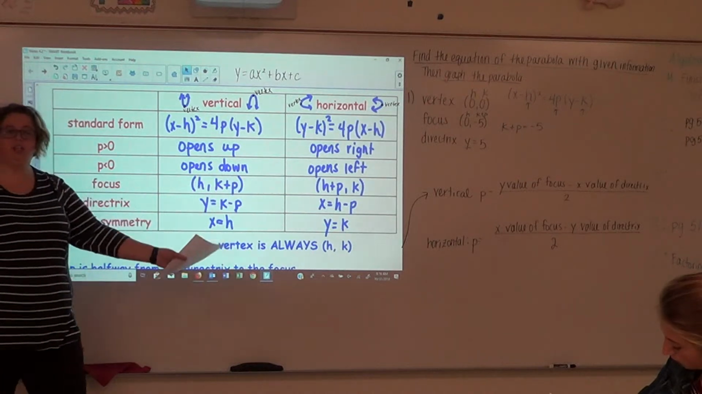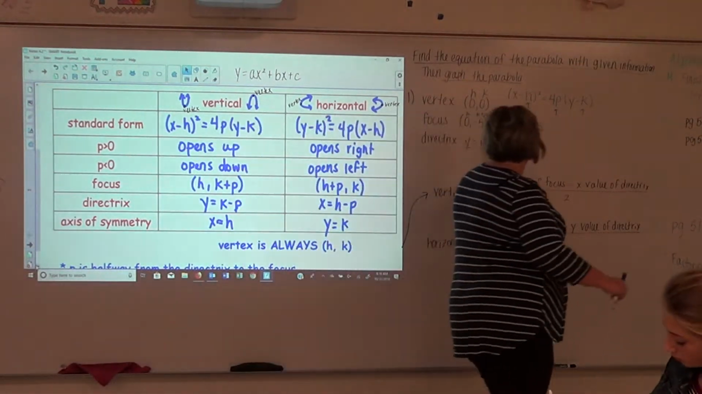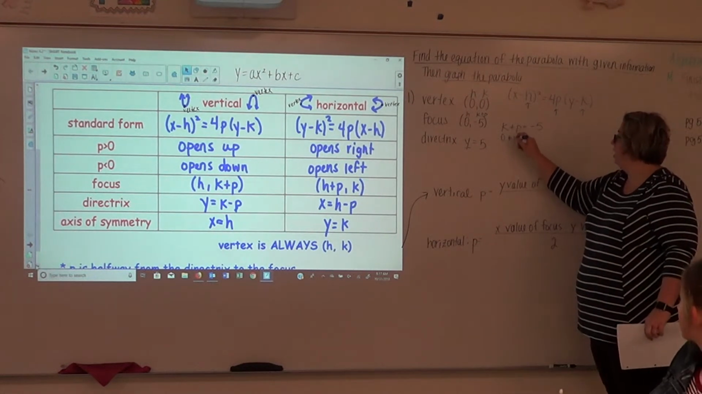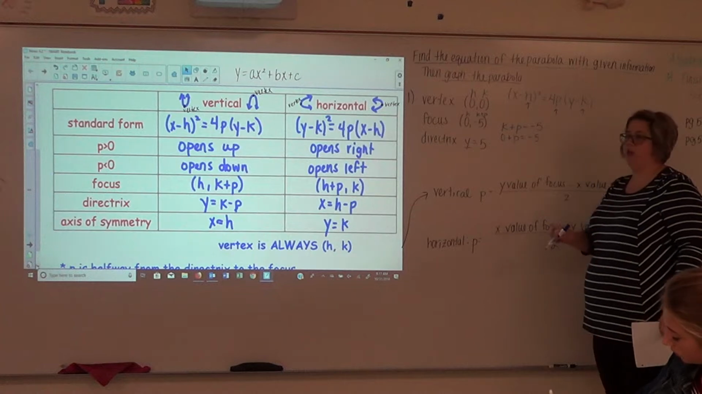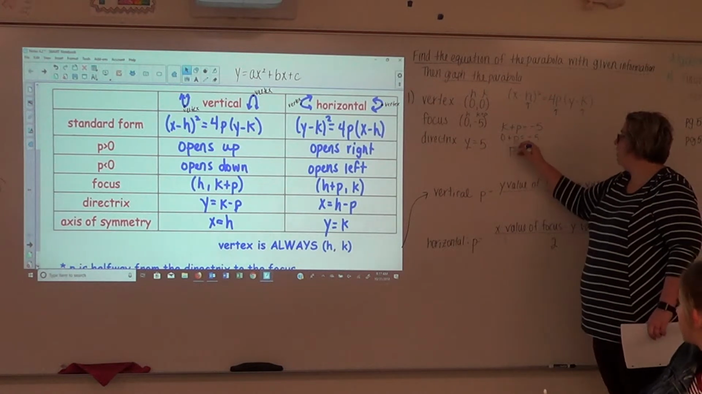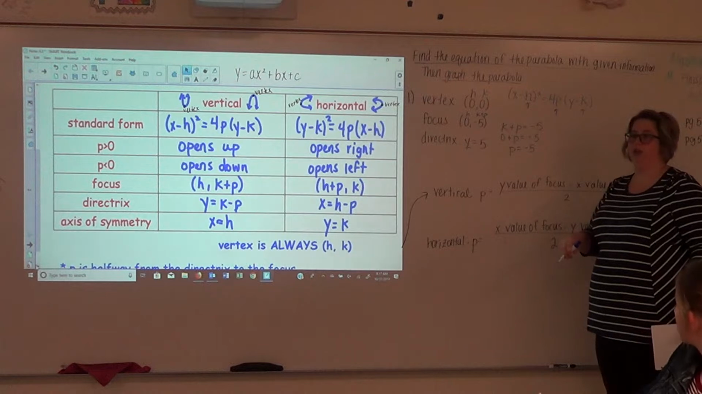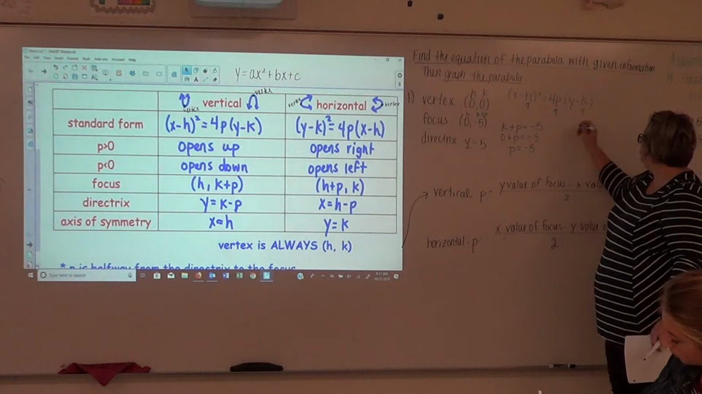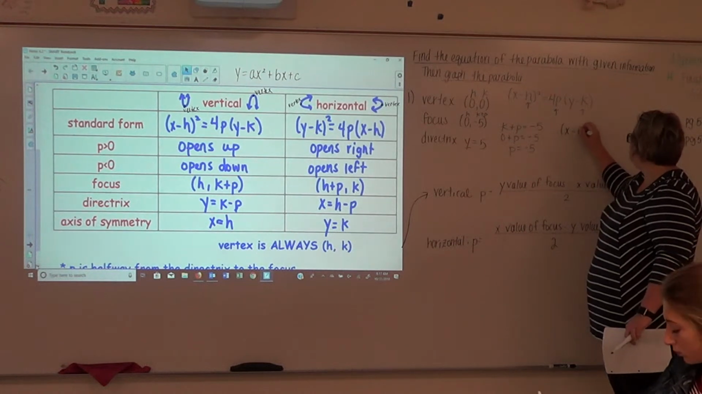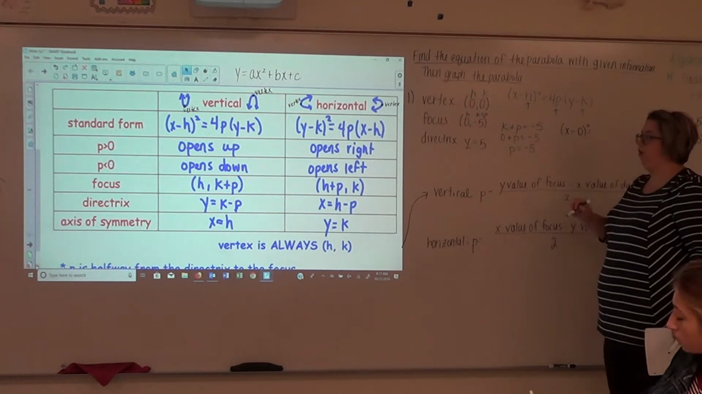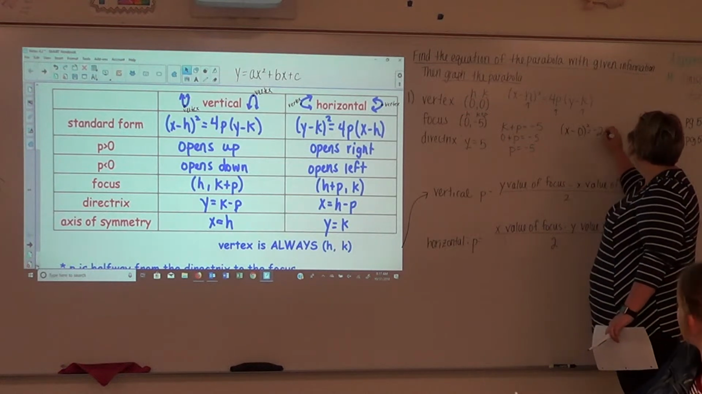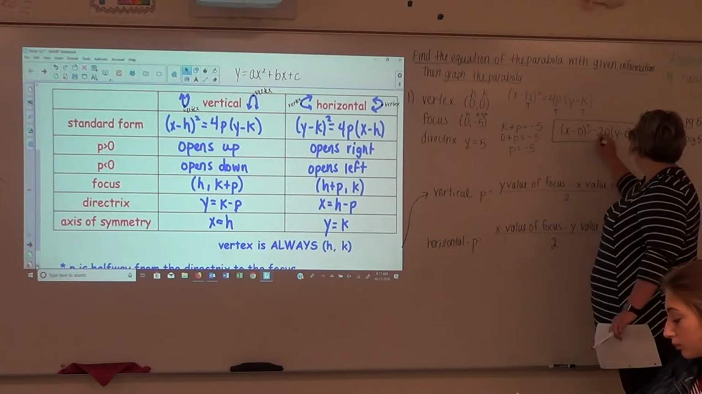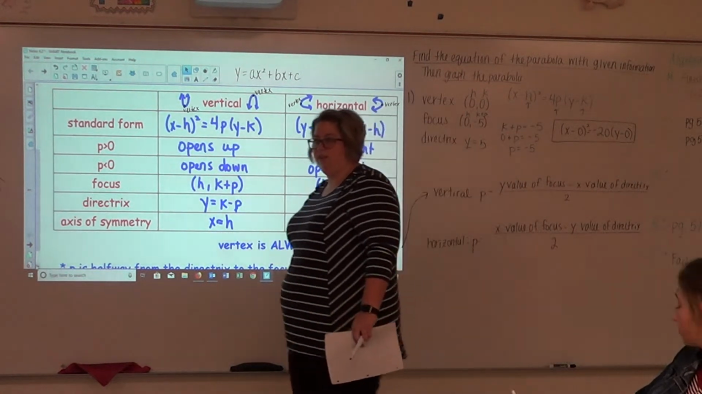Okay, which one of these do we already know? Okay, what's K? 0. So I know that 0 plus P is -5, so what's P equal to? -5. Do I have everything I need to know to write an equation? Yes. So then I just plug it in. So my equation would be x minus 0 squared equals, now how do I get -20? -4 times -5, because your P was -5.